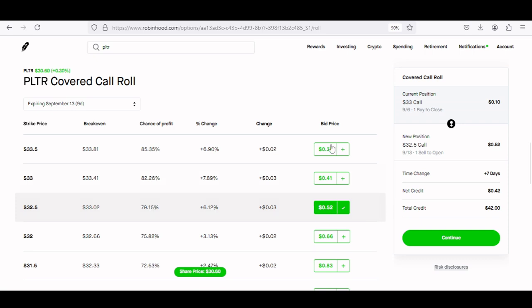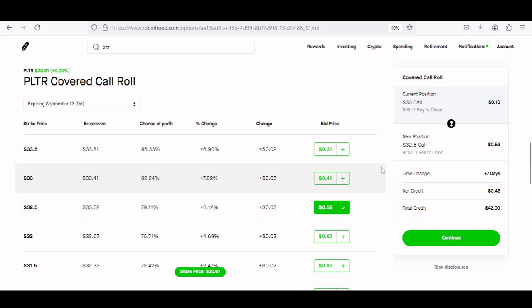Now, this is called rolling out and then rolling down. We rolled out because we moved from September 6th to September 13th. We rolled down because now we chose a strike price that's below our initial covered call. As you can see here, it says covered call roll once again. If you notice, I will be receiving a lot higher premium, but why is that? The reason is because my chance of profitability has reduced. So with higher risk comes higher reward.